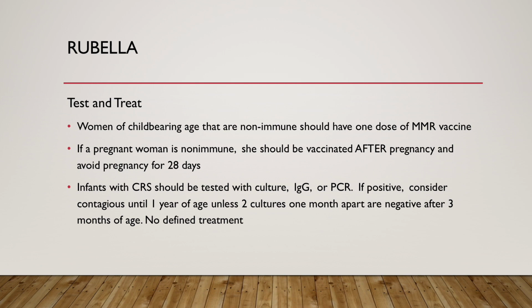Infants with congenital rubella syndrome should be tested with a culture testing for IgG or with PCR. If any of these tests are positive, consider the infant contagious with rubella until 1 year of age, unless 2 cultures 1 month apart are negative after 3 months of age. There is no defined treatment for rubella.